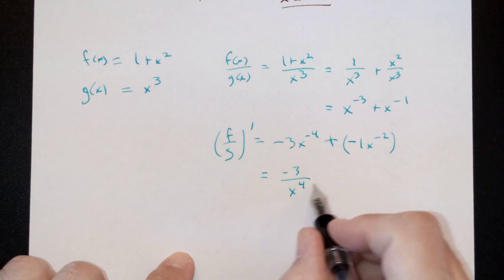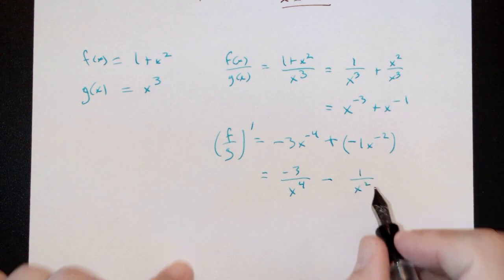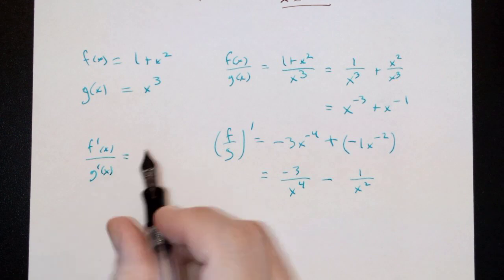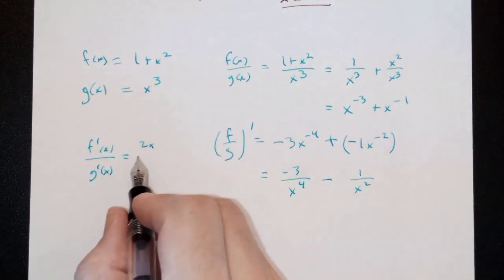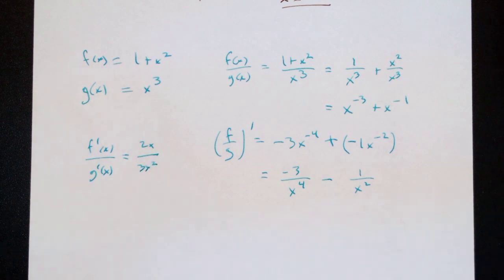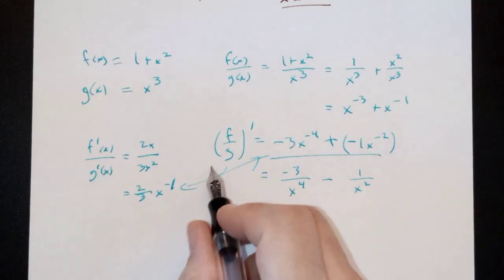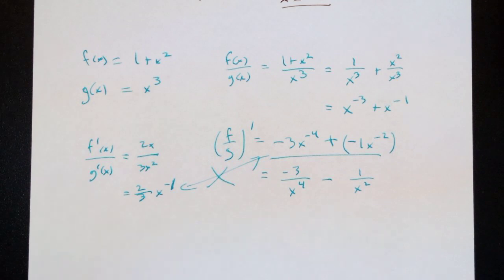Yes, absolutely. Because if I write f prime of x over g prime of x, I get 2x over 3x squared, which is 2/3 x to the -1, which is definitely not equal to that. So again, just like with my product, I see I can't just divide the top derivative by the bottom derivative. Damn, that would have been nice. So I have to do something different. And that's why I have to write it differently.